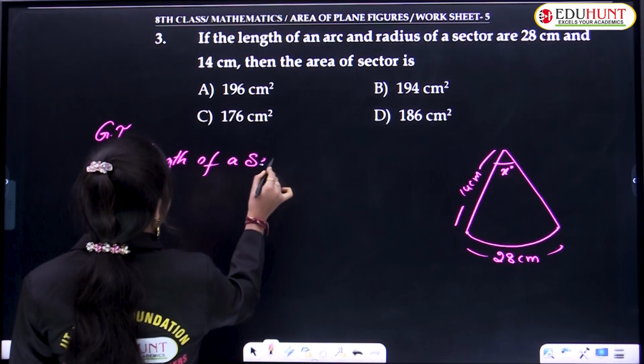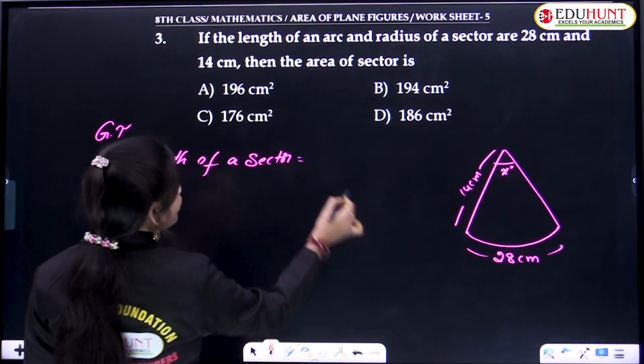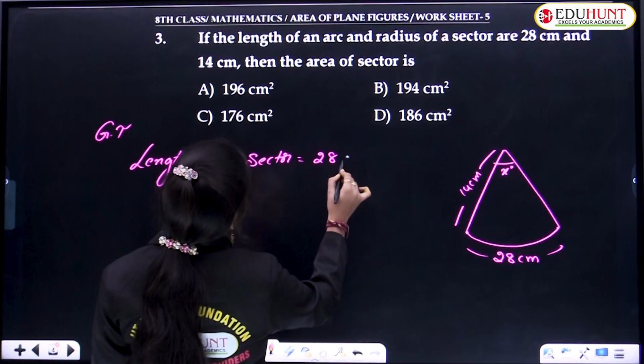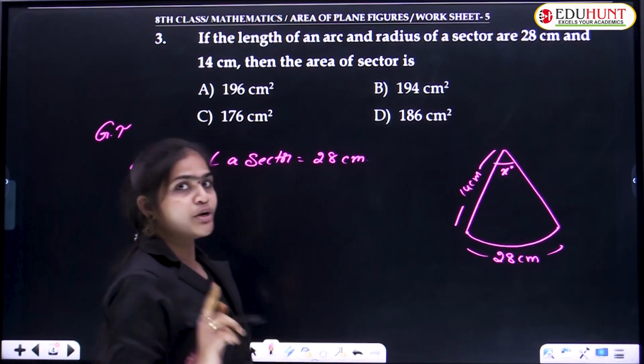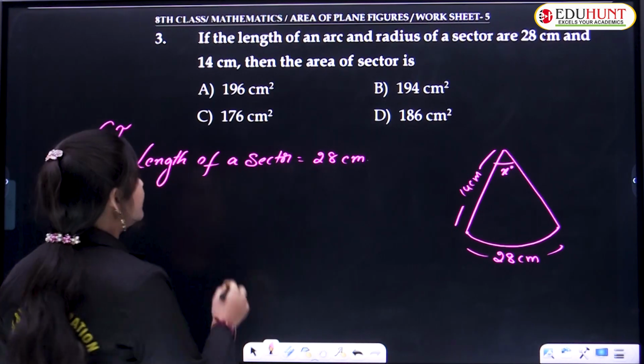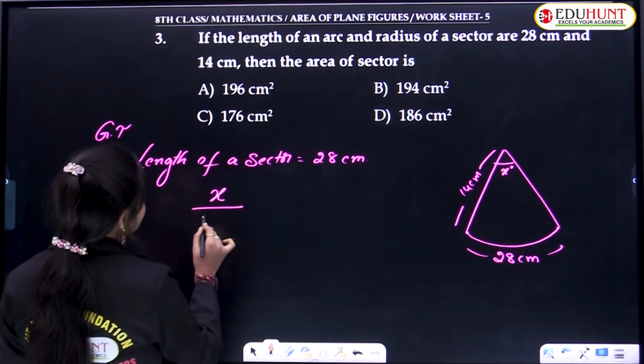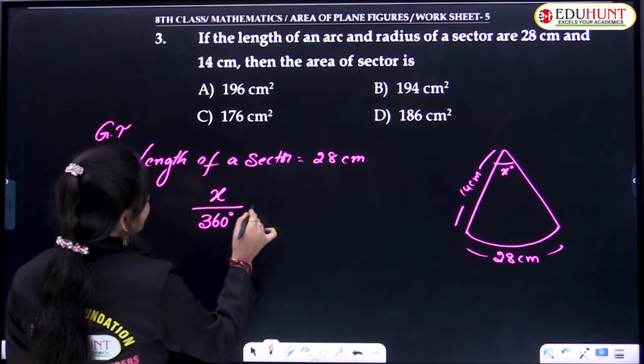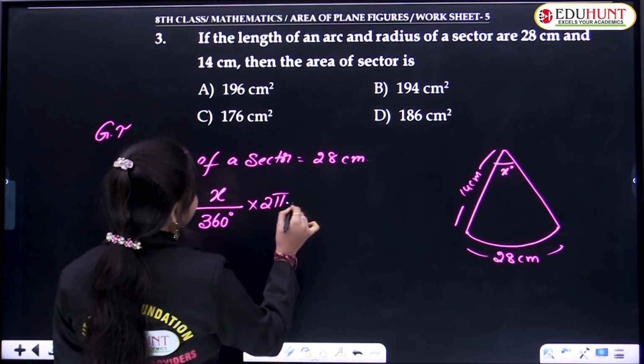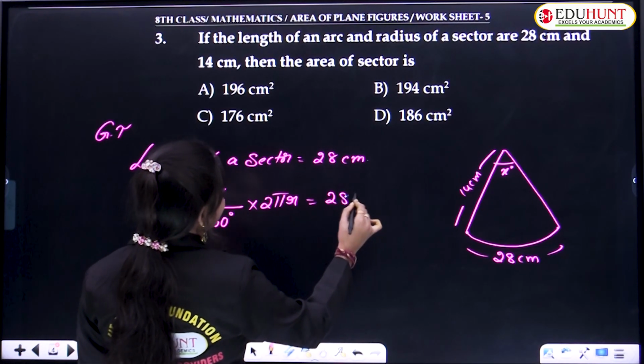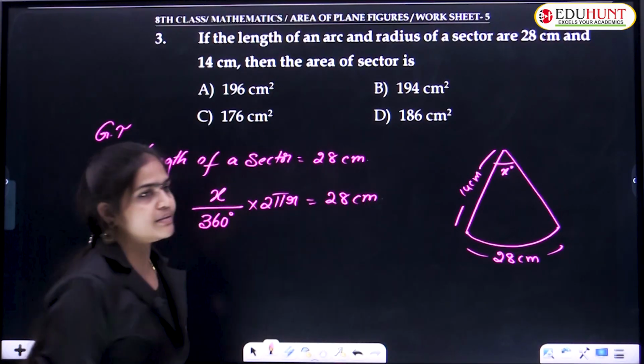Length of a sector, how much is given here? Length of a sector is 28 centimeters. What is the formula to find the length of a sector? That is x by 360 degrees into 2 pi r, which is equal to 28 centimeters. That's what is given here.